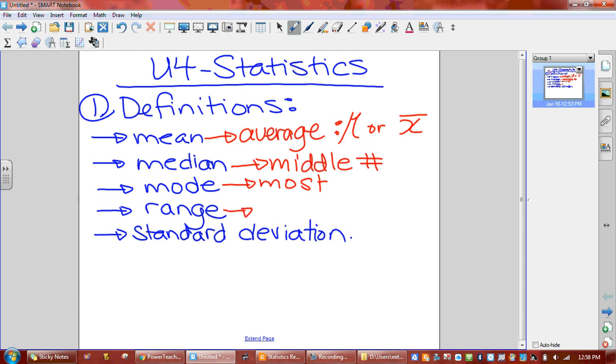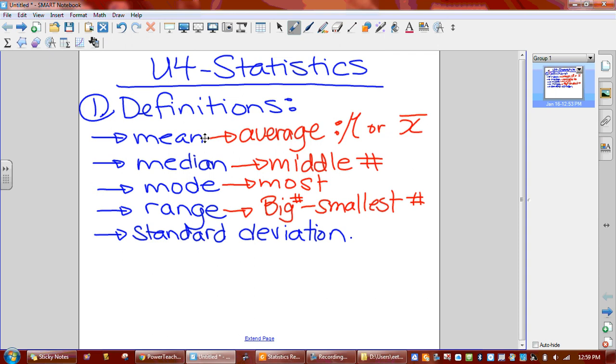What is our range then? What's a range? Yeah, exactly. So you're going to take your smallest and your biggest and you subtract them. So you're going to take your biggest and you're going to subtract the smallest value. And that gives you the range. So it's the biggest number, subtract the smallest number. That's your range. So if my numbers went from 1 to 20, I take 20 and subtract 1. I have a range of 19.